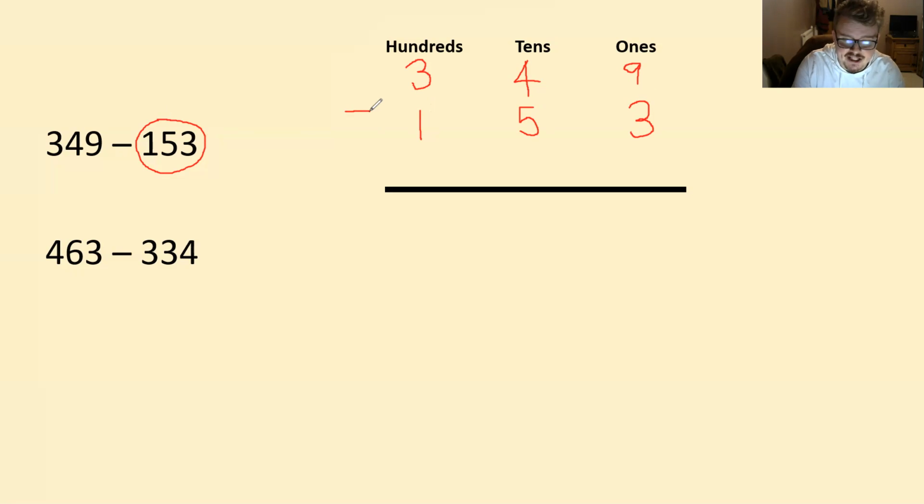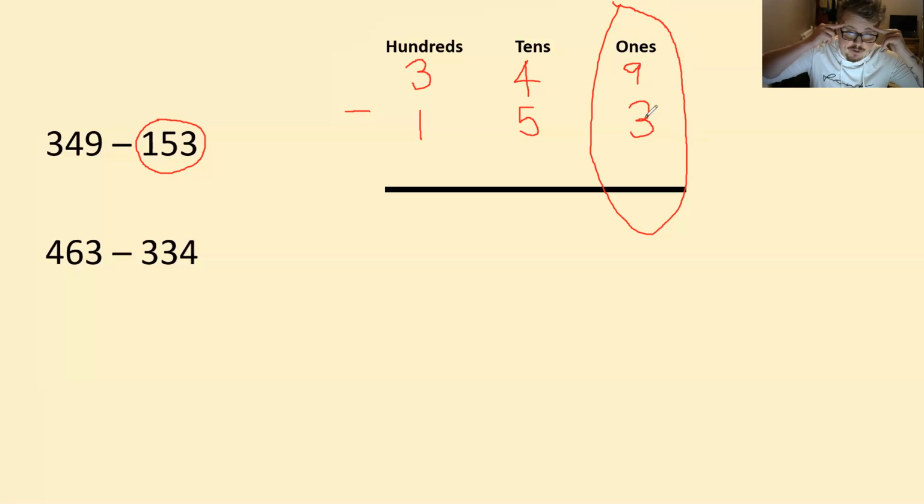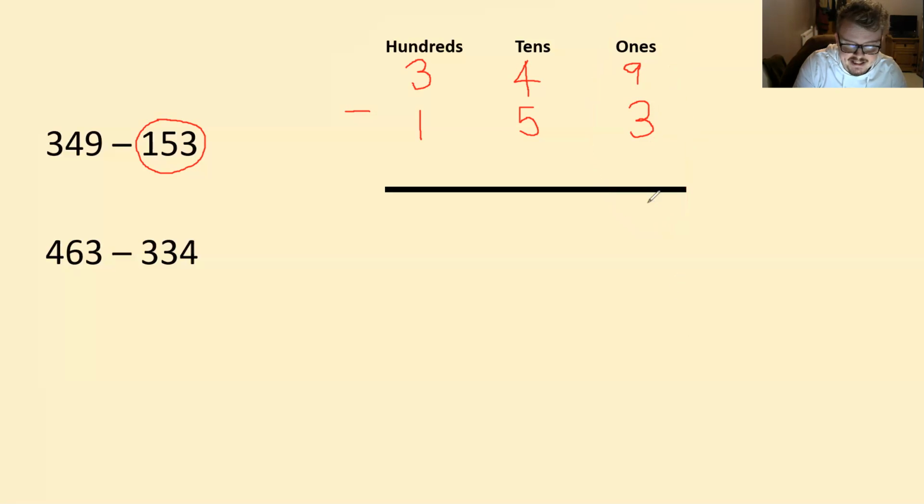So let's solve this. I need to start on the right-hand side. I always start subtracting on the right-hand side, okay? So the first thing I'm going to do is 9 subtract 3. So I'll put 9 in my head and I'm going to take away 3, okay? So 9, 8, 7, 6. Okay, so 9 subtract 3 is 6. And I'm going to put the answer underneath. So 9 subtract 3, 6. 6 goes underneath the 9 and the 3.